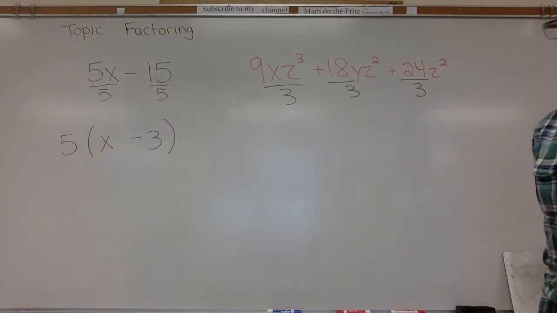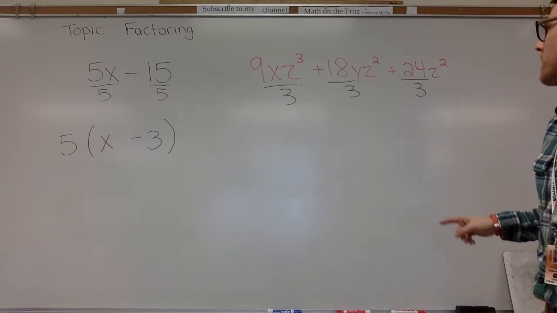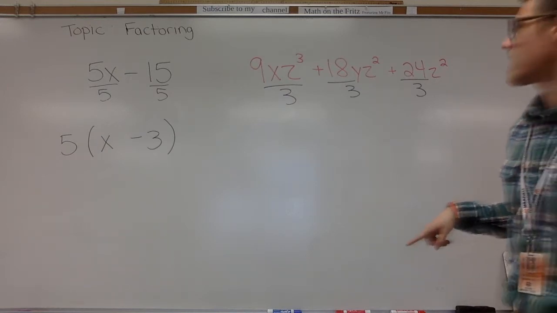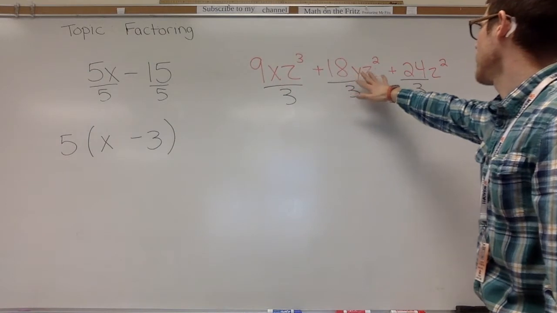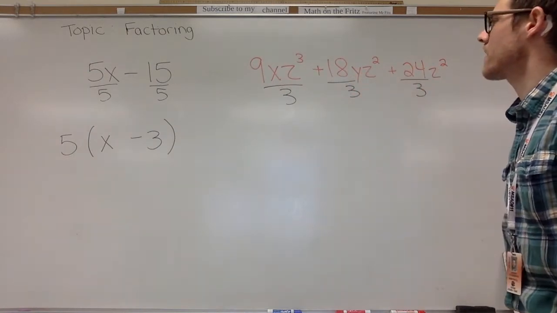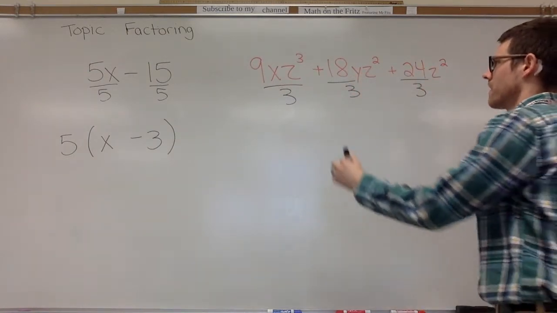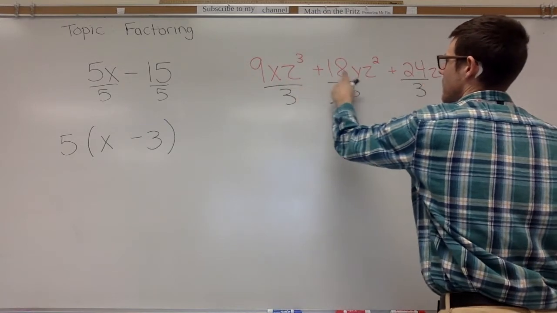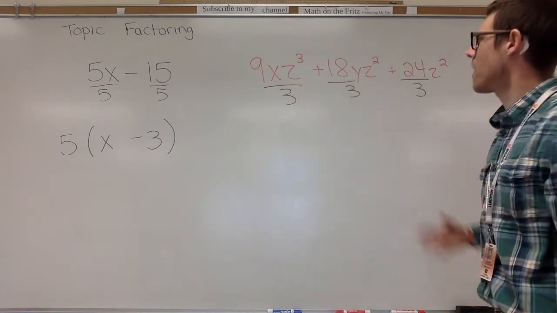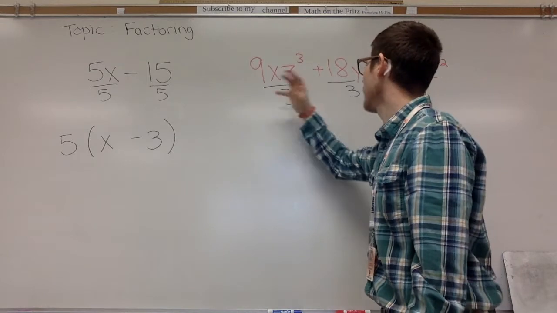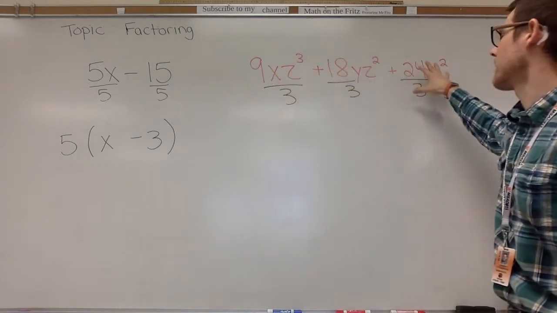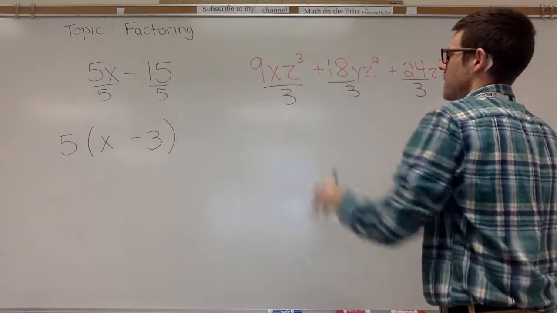I can divide by 3. But notice, in this example, unlike the other example, there's variables in every single place. So I've got to see if there's the same variable in every place. I have an x, but these don't have an x, so that's not common. I can't pull it out if it's not common to every single term. So x is going to stay where it is.